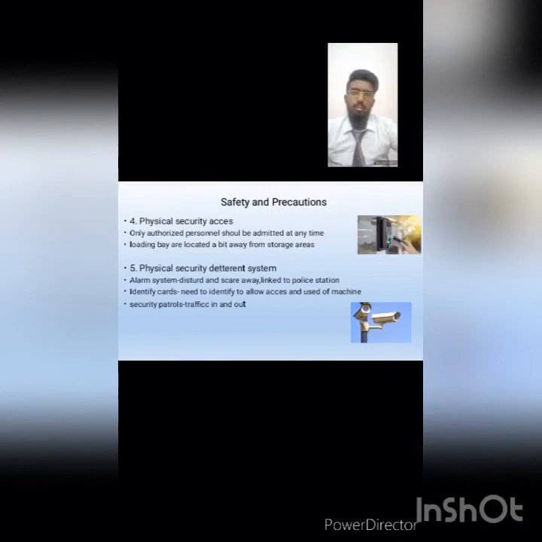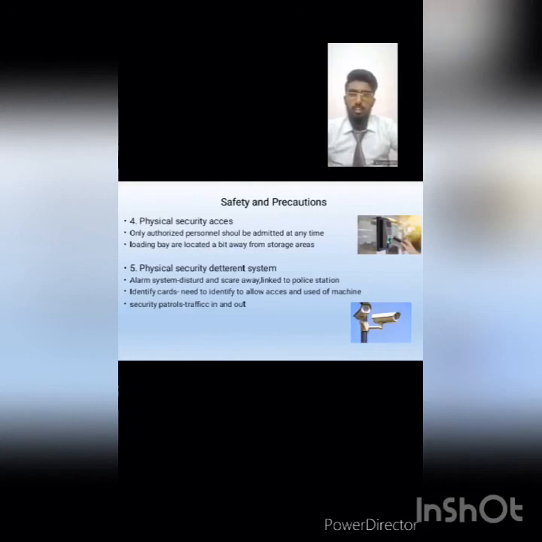Second safety and precaution is physical security deterrent system. The CCTV surveillance, live monitoring of internal and external activities, and an alarm system deter and scare away intruders when linked to the police station. Implement the latest physical access control system with identity card to identify the person.